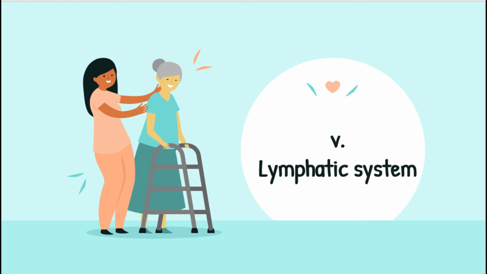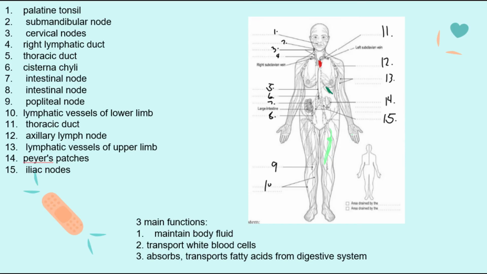Now, I will be discussing Part 5, the lymphatic system. Part 1. Figure 6.1 shows the main structures of the lymphatic system. Label the structures indicated using the key choices listed. Here are the answers in their respective order.